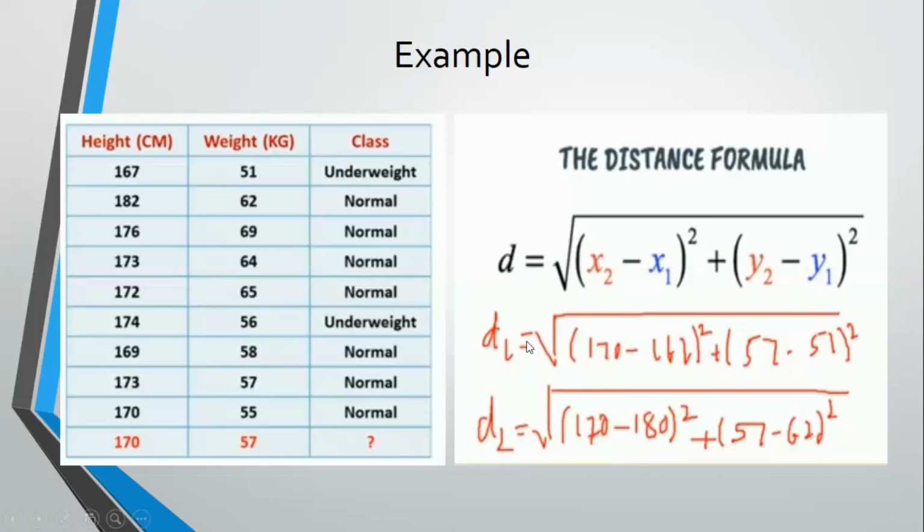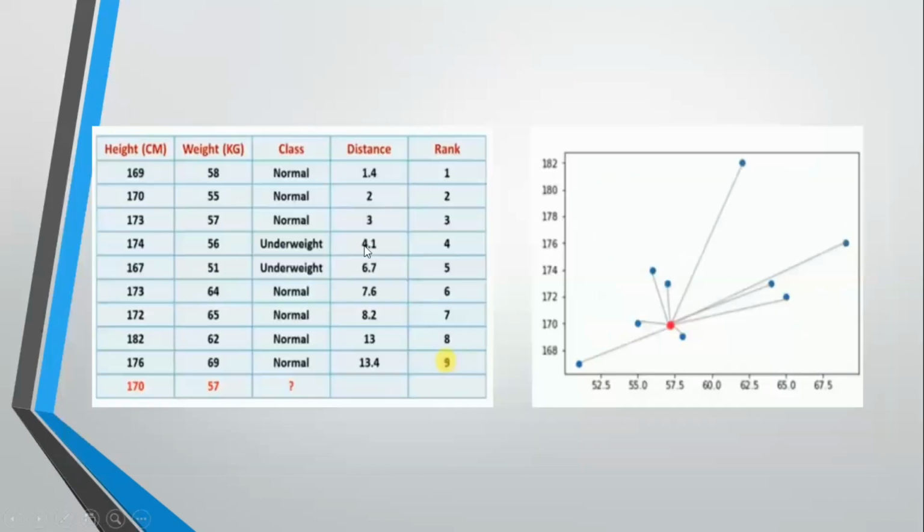That is, for the first one, (170 minus 167) the whole square plus (57 minus 51) the whole square. This is the first value. Similarly, for the second value, (170 minus 182) the whole square plus (57 minus 62) the whole square. Like that, we have to find the distance between this data point and all the data points. See here, we have filled in the distances.